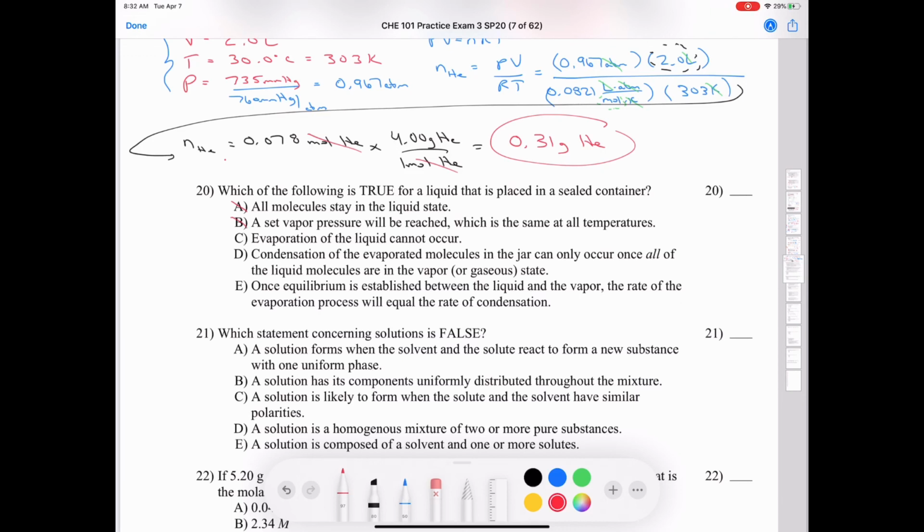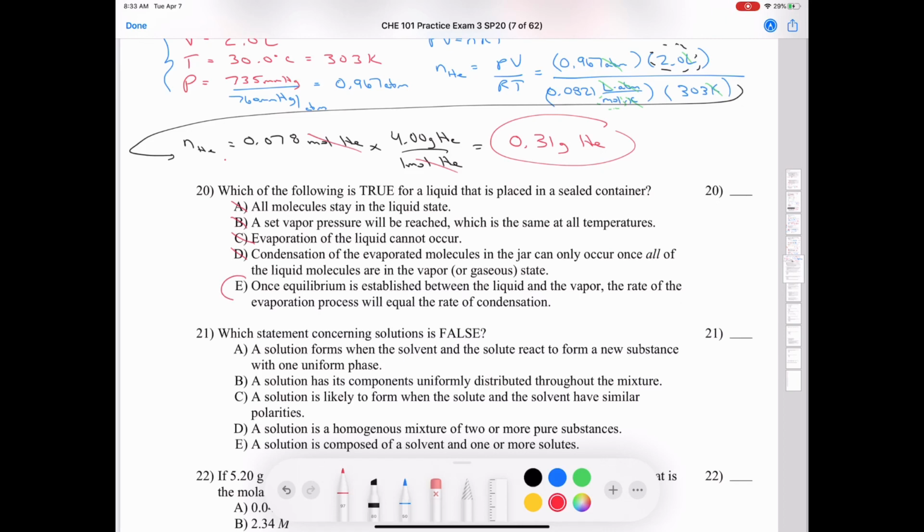In C, evaporation of the liquid cannot occur. Well, that's not true. We're actually going to achieve an equilibrium between evaporation and condensation. D, condensation of the evaporated molecules in the jar can only occur once all of the liquid molecules are in the vapor or gaseous state. Well, that's not true. Could you imagine sealing off a Nalgene bottle with a little bit of water in it, and all of a sudden you turn around and it's all converted into a gas? Well, that's not going to happen.